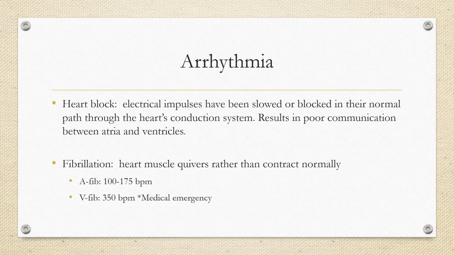And again, we can have heart block, like I talked about. We can have first, second, or third degree heart block, which is keeping those signals from moving correctly throughout the heart. And then the AFib and VFib, typically AFib is between 100 and 175 beats per minute, whereas VFib exceeds 350 beats per minute. It is a significant medical emergency that they need defibrillated.